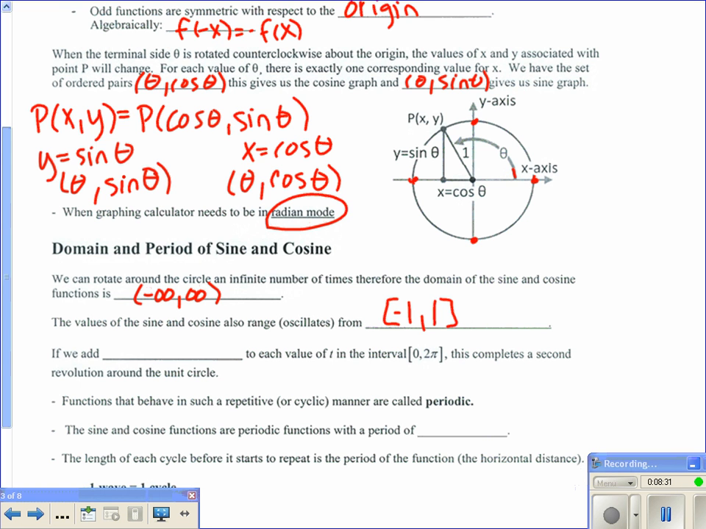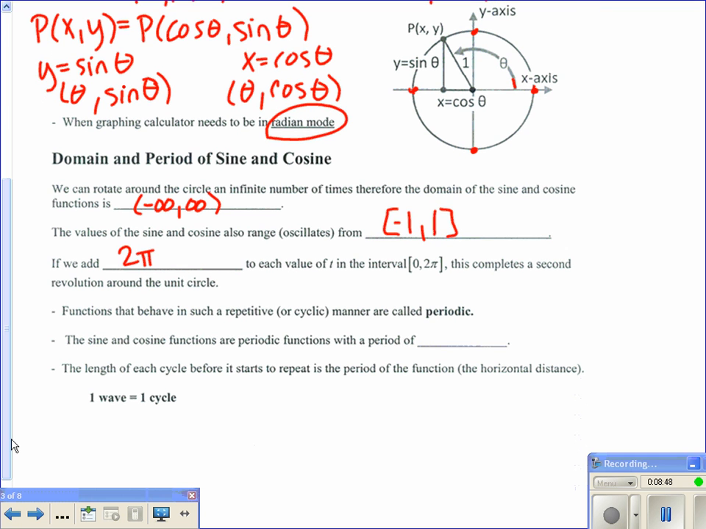Now for this, if we add 2 pi, which remember is 360 degrees, to each value of t in the interval from 0 to 2 pi, this completes a second revolution around the unit circle, and then we can keep on doing it, and again in the negative direction. So functions that behave in such a repetitive or cyclic manner are called periodic. The sine and cosine functions are periodic functions with a period of 2 pi. Something that has a period is how long it takes us to go around our circle. So in this case, 2 pi radians to go around once before our graph starts to repeat.